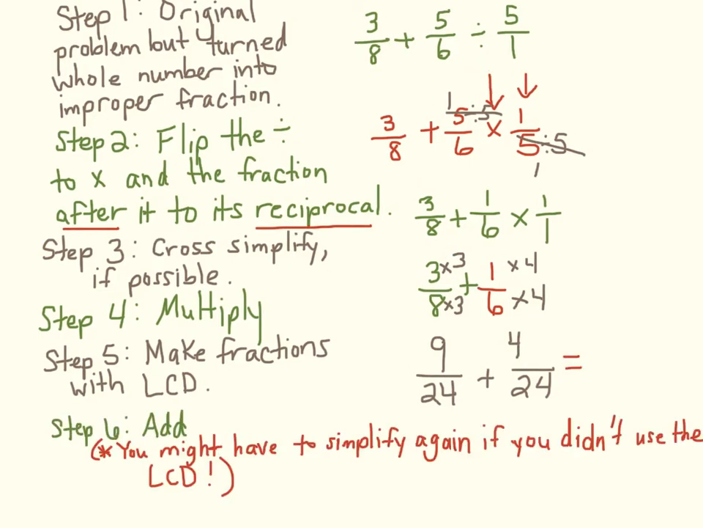And that finally brings us to our last step, where we get to just add. And again, when we're adding fractions, we only add our numerators. So 9 plus 4 is 13, and the 24 stays the same. And that's our final answer.